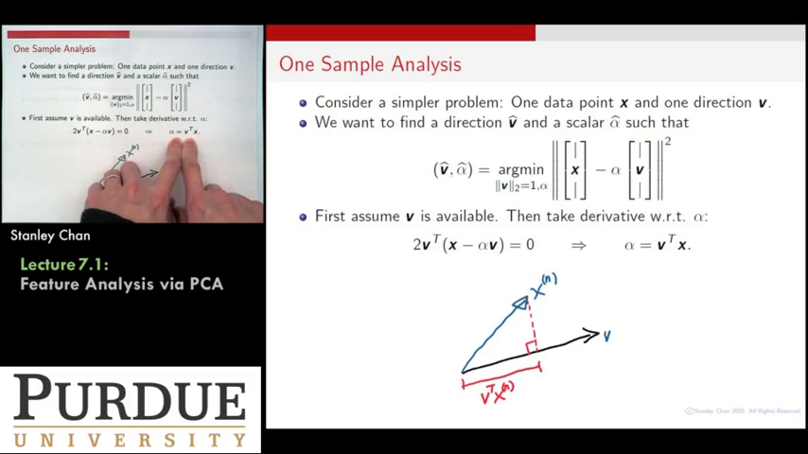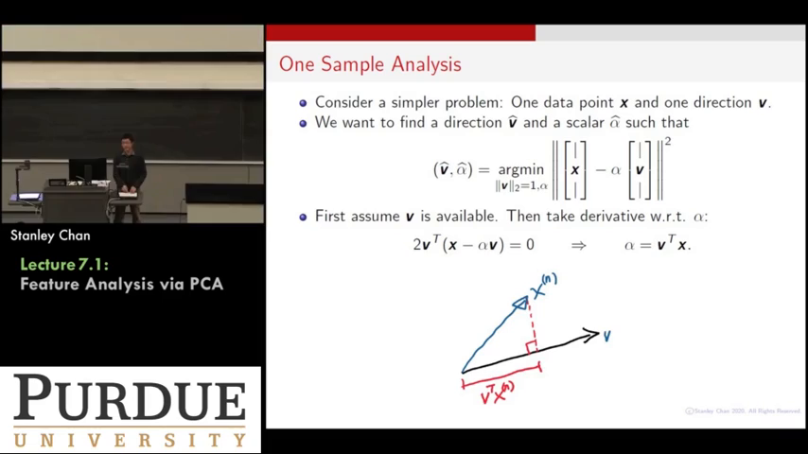Does it make sense? It makes sense because v is what? v is the direction that you have picked, and x is your data point. What is the meaning of this v transpose x? That's the inner product. That's the projection of your blue vector onto the direction that you are given. So you're doing this projection, and this length is v transpose x. That will define your alpha, and that will be the best alpha that you can use. All right? So this is very simple. It's one data point, and I tell you the direction, and I ask what would be the corresponding alpha.